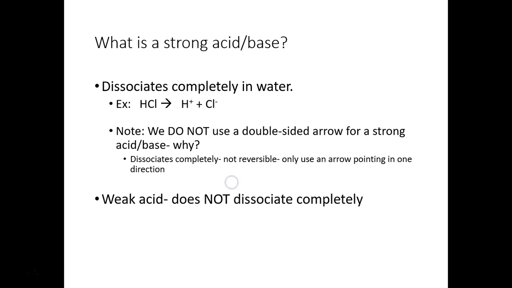Right? So a weak acid, then, is an acid that does not dissociate completely. The general form of a weak acid would look like this, where we have general acid HA in an equilibrium with hydrogen ions and the conjugate base. All right? So we use a double-sided arrow for a weak acid because it's not completely dissociated, and it actually does form an equilibrium system.